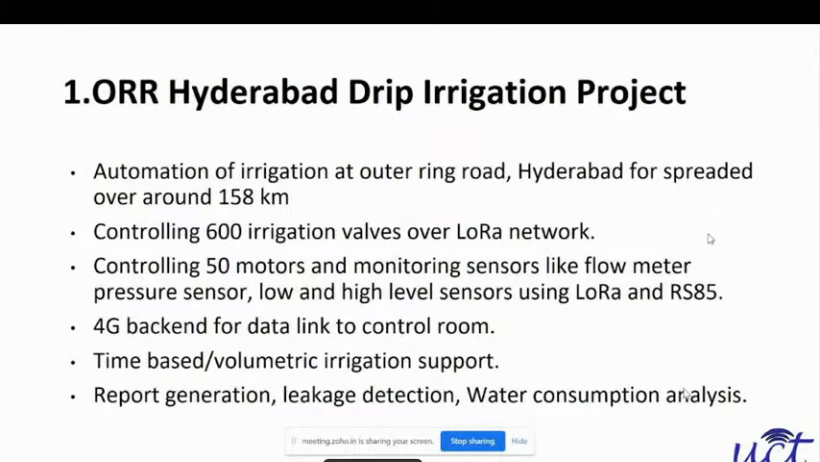And it has a 4G backhaul to the control room. Irrigation can be done via a time-based system, where we can set a time, like okay, we have to irrigate this valve for 1 hour, or we can also do volumetric irrigation, where I have to put 20 kiloliters of water on one valve.